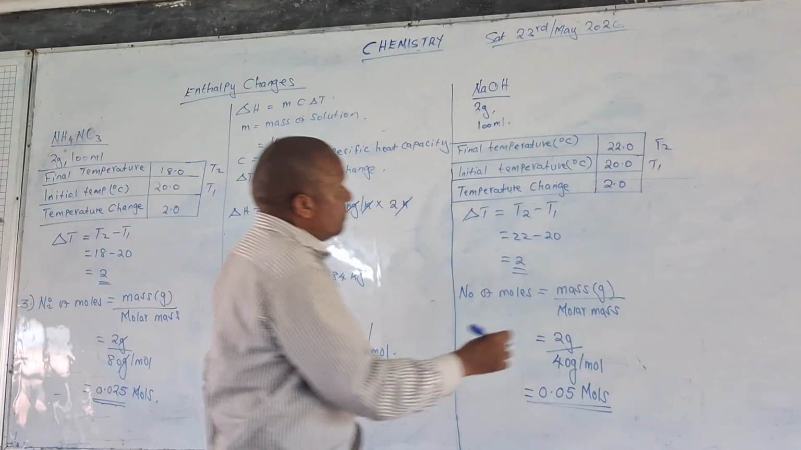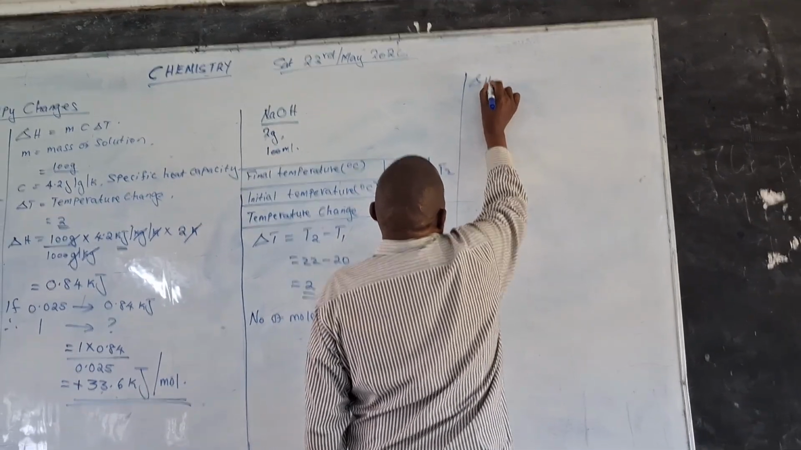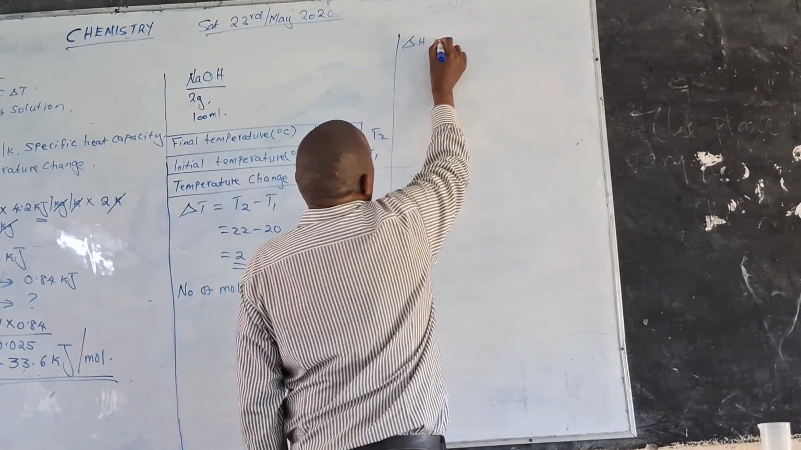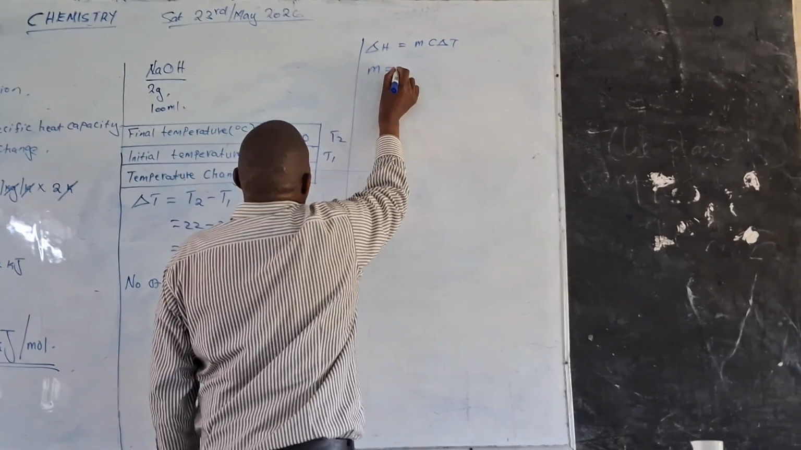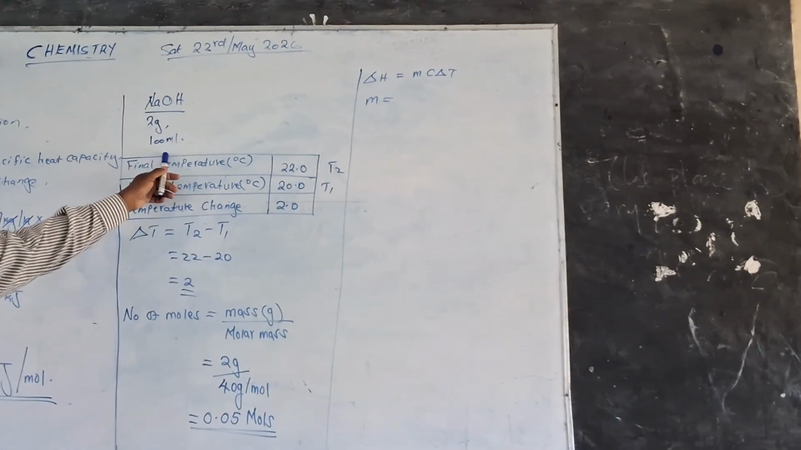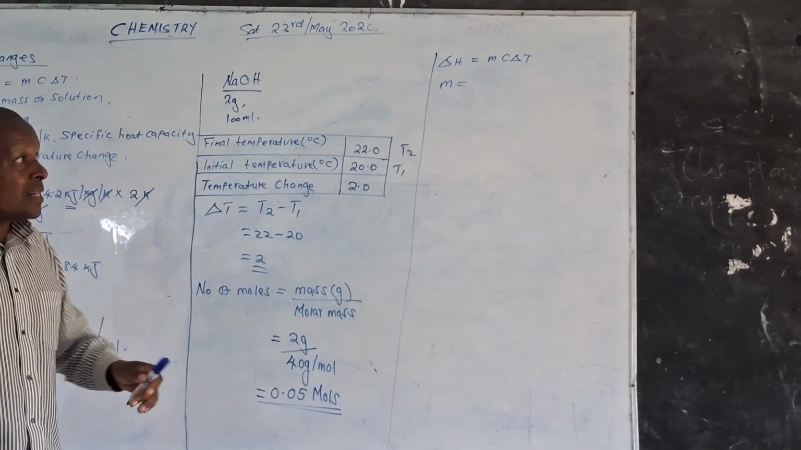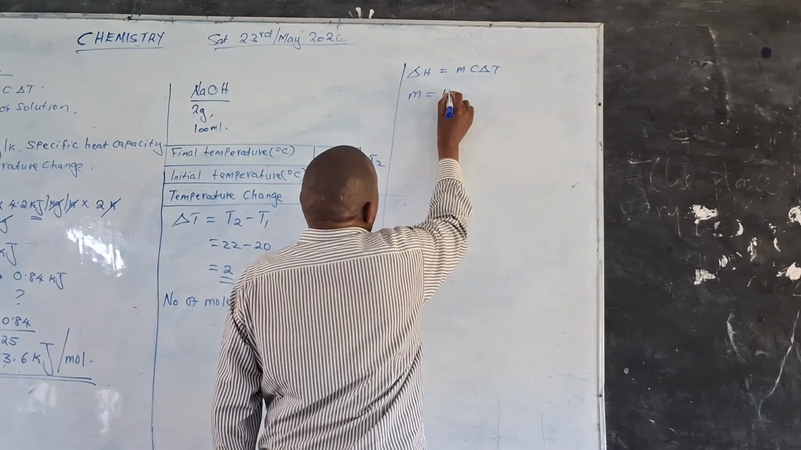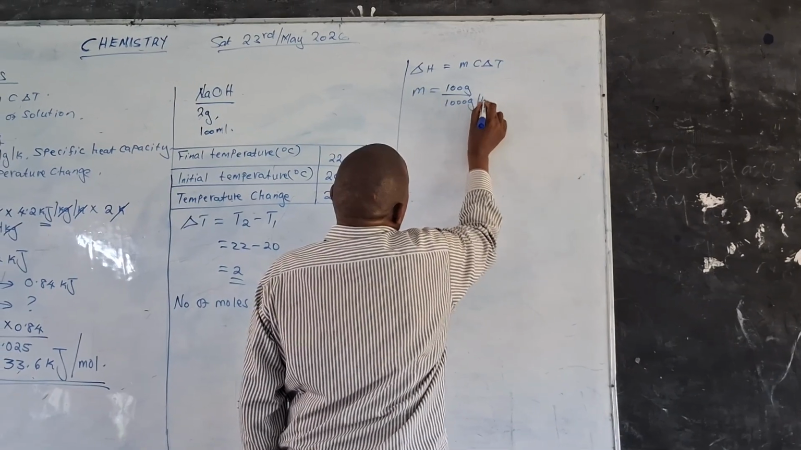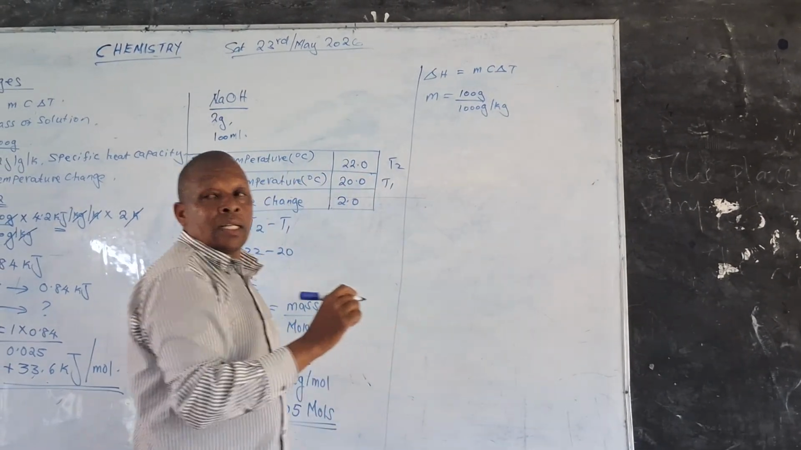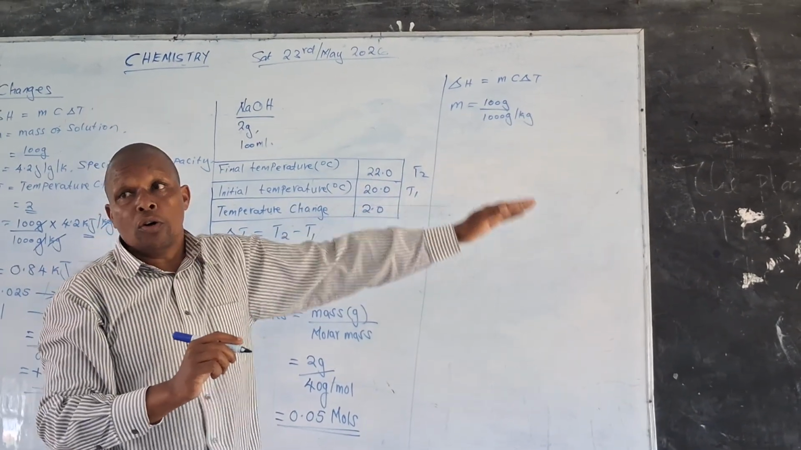Let's go to this other one. We do the same thing. Delta H, enthalpy change, is equal to MC delta T. What is our M? Our M is from the volume. 100 ml is the same as 100 cubic centimeters, so this is the same as 100 grams. We divide by 1000 grams per kilogram so that we can have our answer in kilograms. Are we together? We are converting grams to kilograms.